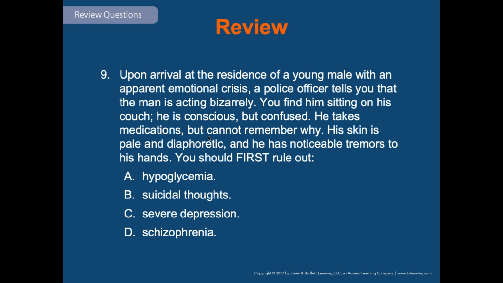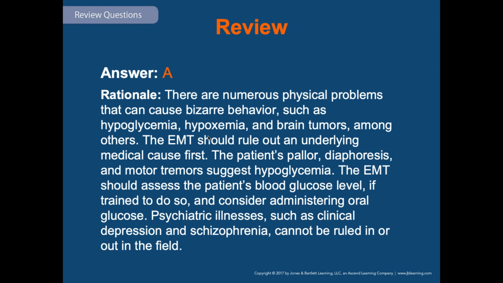Number 9. Upon arrival at a residence of a young male with an apparent emotional crisis, a police officer tells you that the man is acting bizarre. You find him sitting on his couch. He is conscious but confused. He takes medications but cannot remember why. His skin is pale and diaphoretic. He has noticeable tremors to his hands. What should you first rule out? That was a lot of A's. I like it. A it is. Rule out diabetes first, hypoglycemia.